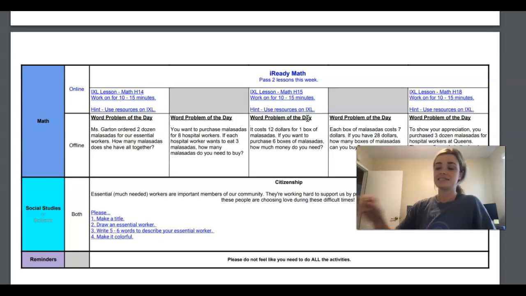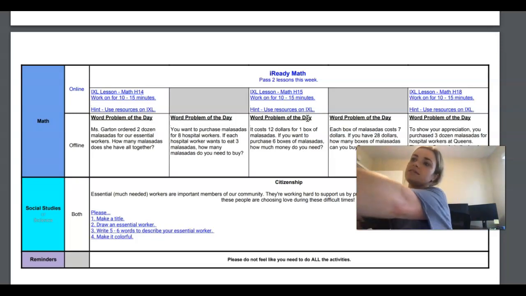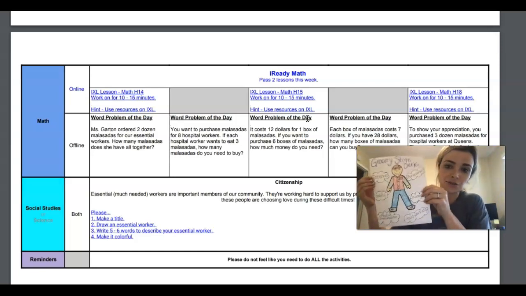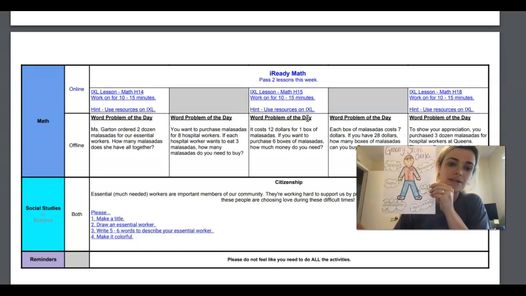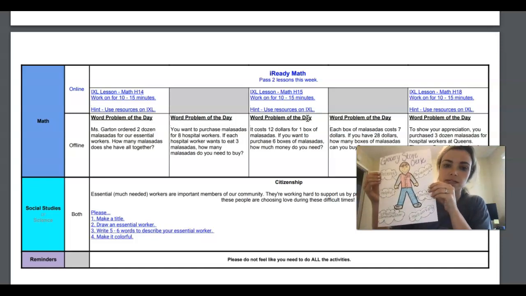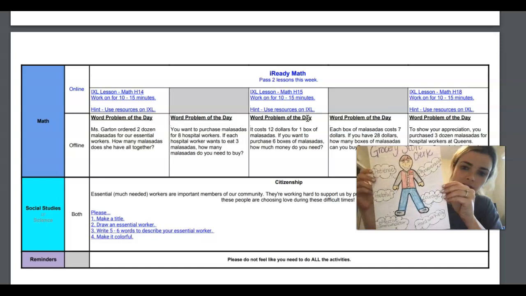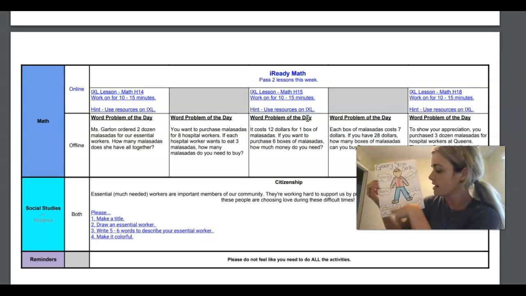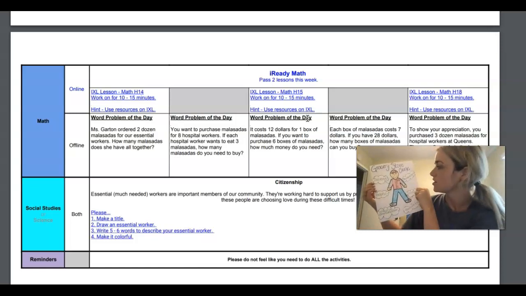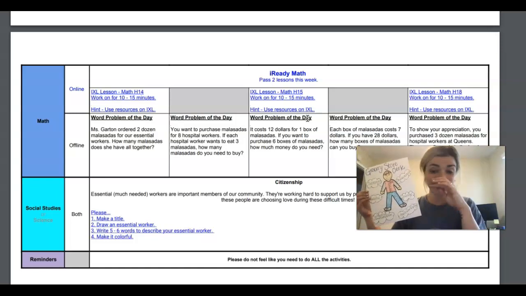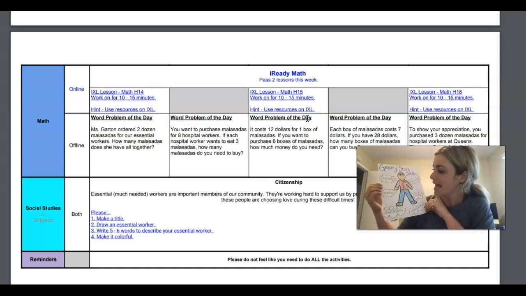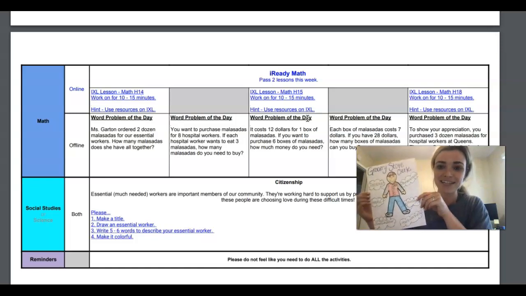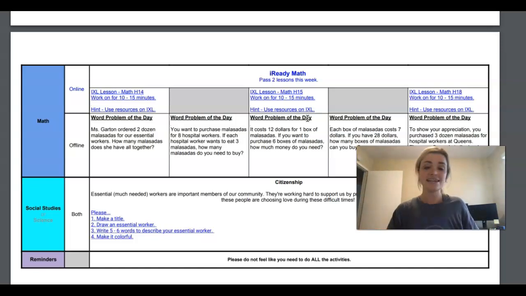And then again, your citizenship project is you guys are making your essential worker. You're drawing them, then you're writing 6 words to describe your essential worker, and you're making it colorful. So mine, I tried to tie in some of the dispositions. So I have patience, helpful, effective communicator, hardworking, courage, and perseverance. And I got one of them yesterday from Miss Brooklyn, and it was really good. So I'm really excited to see and hear about some of the essential workers that you guys know about and all of the great things that they're doing for our community.